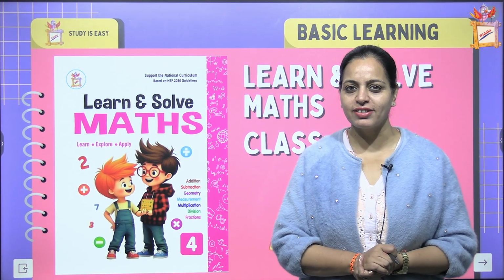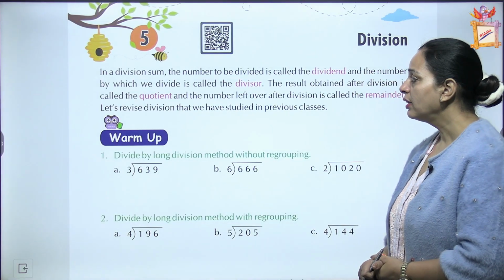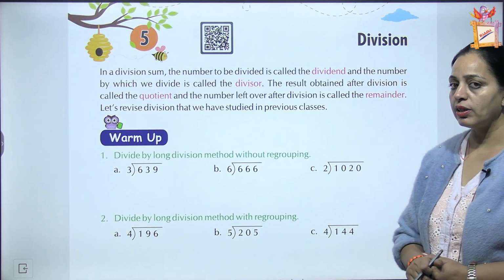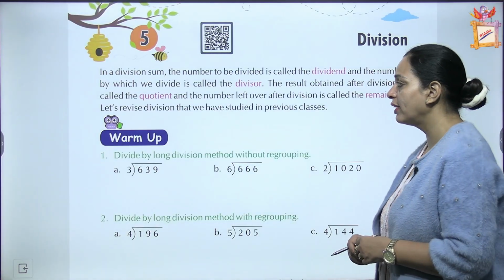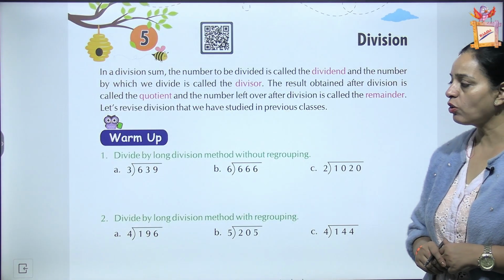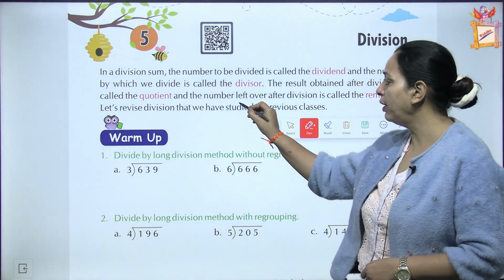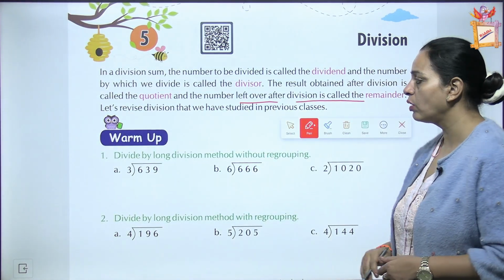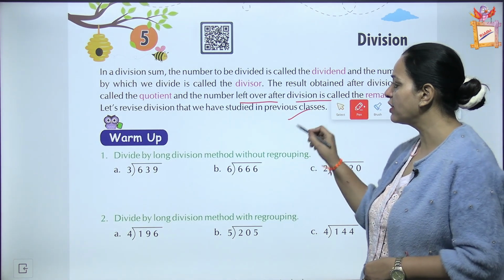So let's start. Chapter 5, Division. In a division sum, the number to be divided is called the dividend and the number by which we divide is called the divisor. The result obtained after division is called the quotient and the number left over after division is called the remainder. So let us revise division that we have studied in previous classes.